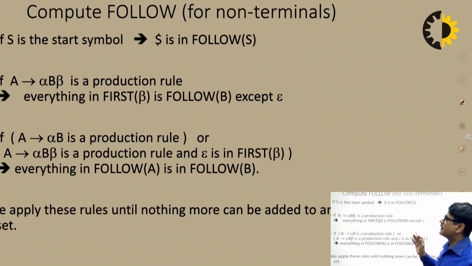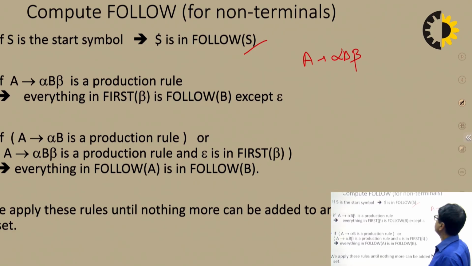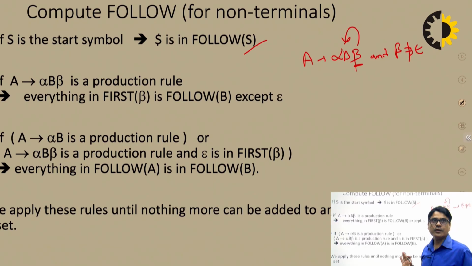For follow, we need first. Firstly, we have to generate the first, because first is needed for generating the follow. The follow rules are these. Whatever start symbol is there, you have to add dollar into follow of S. Then two important rules. If a production is in the form A produces alpha capital B beta, and beta does not derive epsilon, then everything in first of beta is in follow of B. Whatever first of beta is having, that is just added into the follow of B.